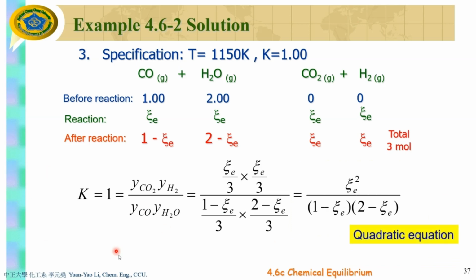So if you rearrange this part, you can get things like this. And obviously, you understand this is a quadratic equation, 一元二次方程式. And you can easily solve this quadratic equation, and Xe will be 0.667. So when you get Xe, you will understand what the final products are, the moles of the final products.